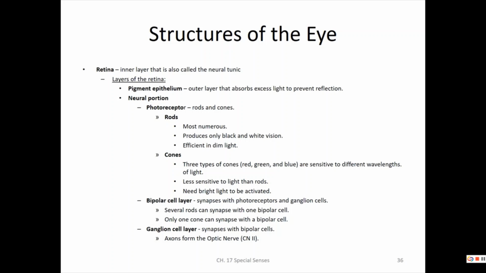So they can see well at night. We can't. We are daytime creatures. We're active in the daytime. So photoreceptors are rods and cones. That is the first component to the neural portion. Then the neural portion will have a bipolar cell layer and a ganglion cell layer. Now, the neural portion, photoreceptor cell layer here, that is your rods and cones.